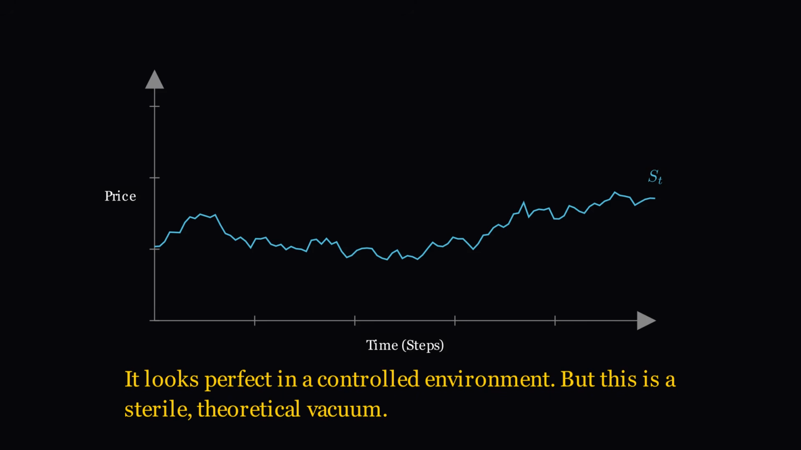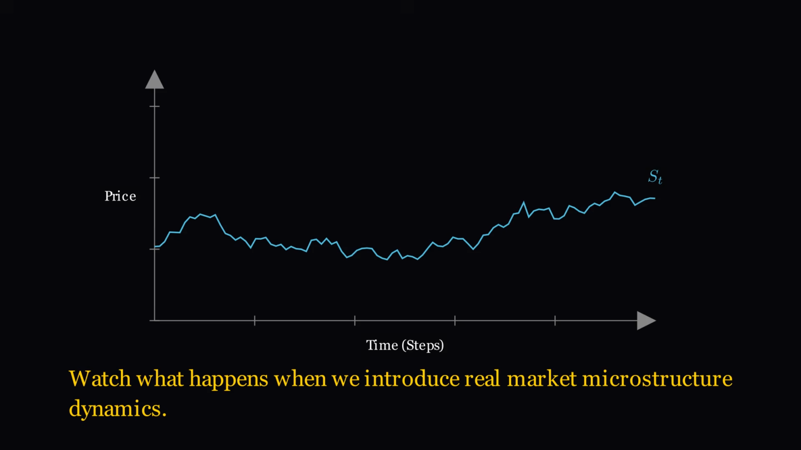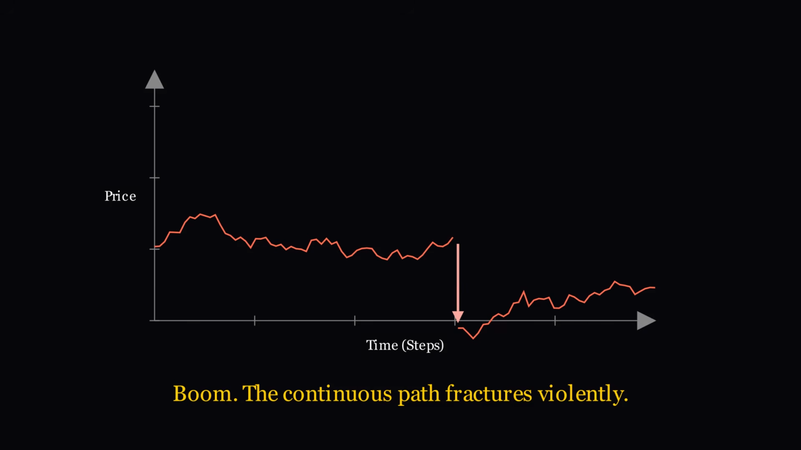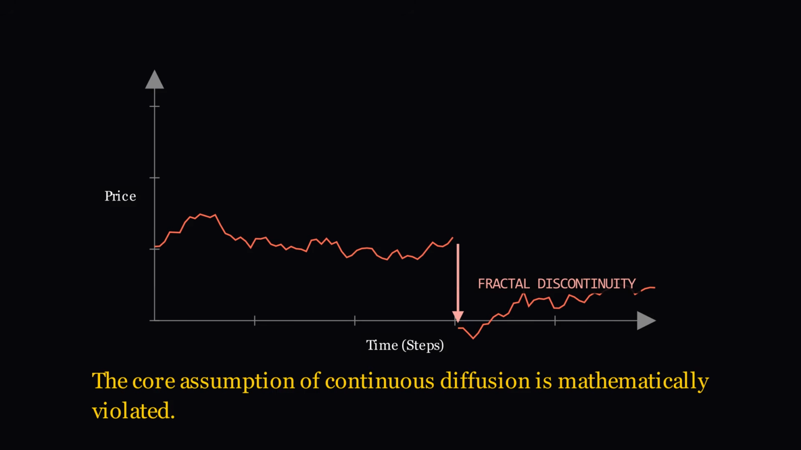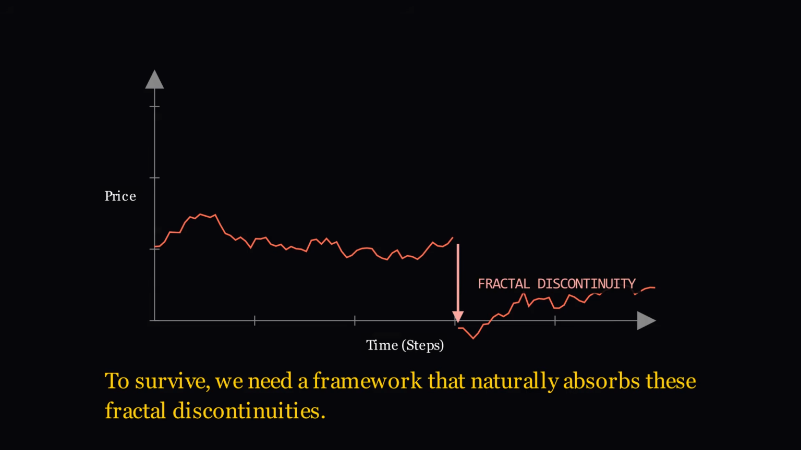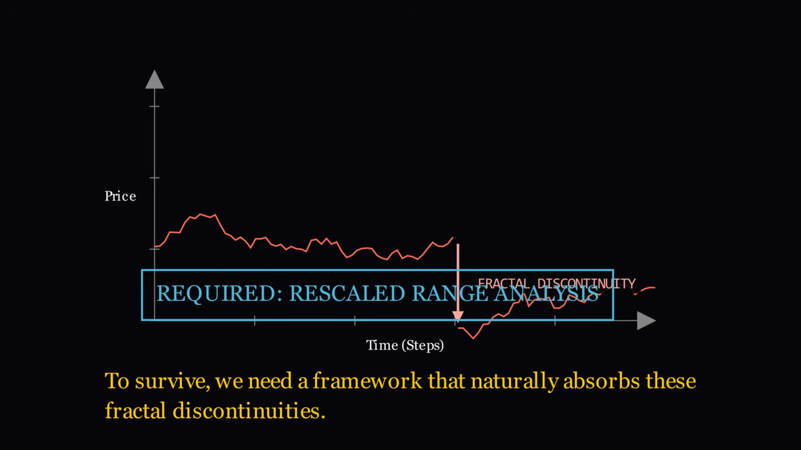But this is a sterile, theoretical vacuum. Watch what happens when we introduce real market microstructure dynamics. Boom! The continuous path fractures violently. Liquidity vacuums cause massive price gaps that standard models cannot predict. The core assumption of continuous diffusion is mathematically violated. To survive, we need a framework that naturally absorbs these fractal discontinuities. We need a metric that absorbs market shocks without breaking.